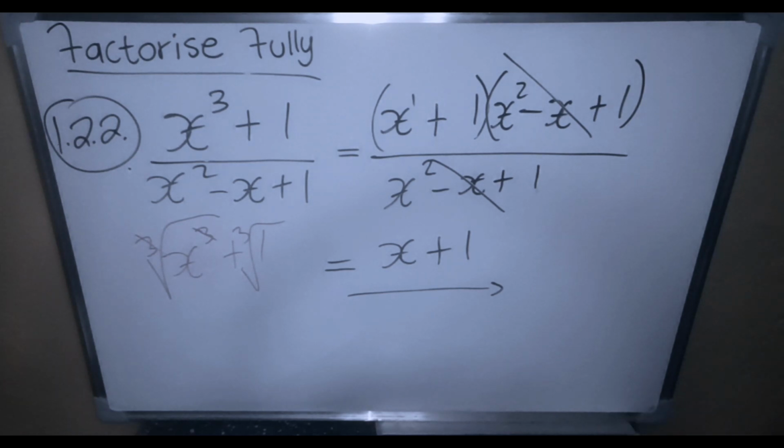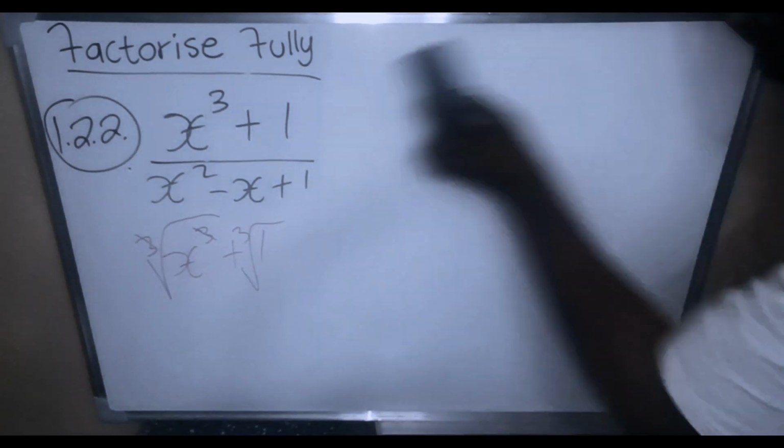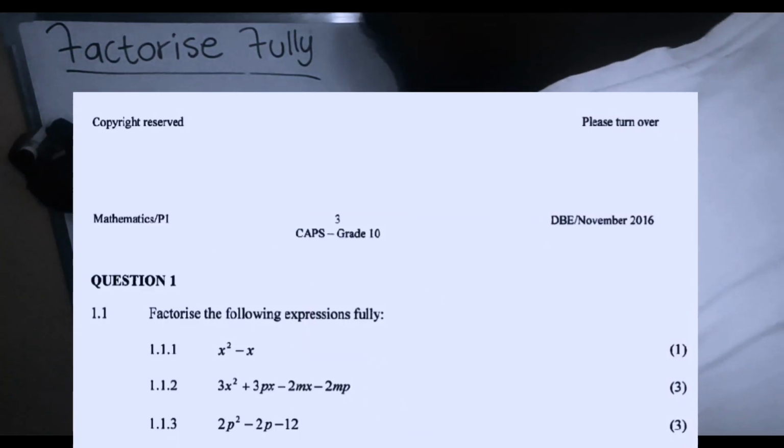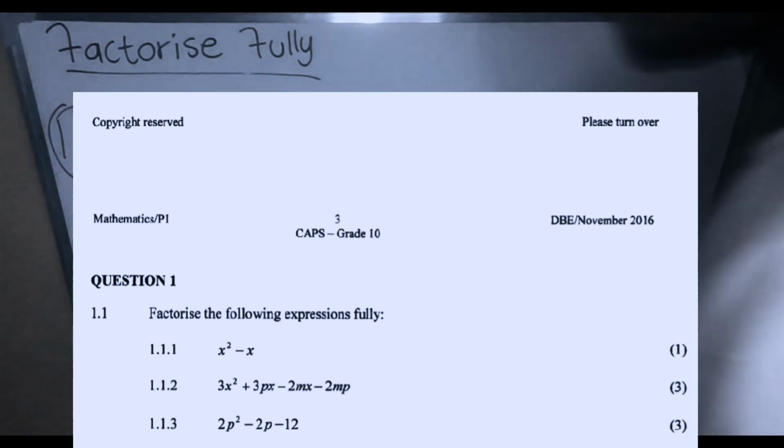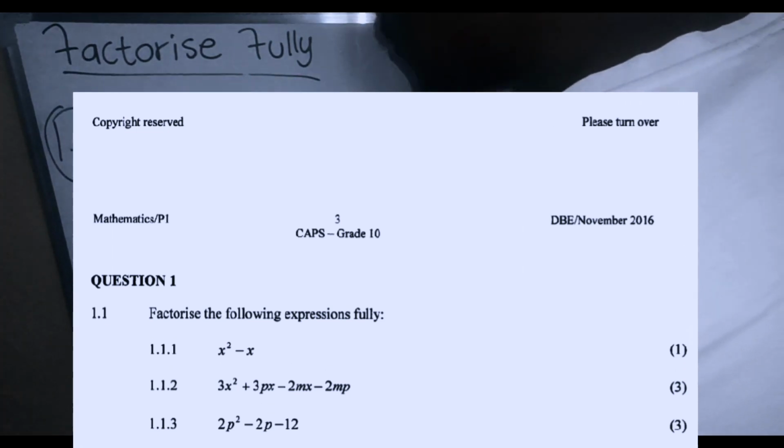Now let's go to 2016, 1.1.1 November 2016. It's very simple now. You've got x squared minus x. Factorize. Now it's very simple.